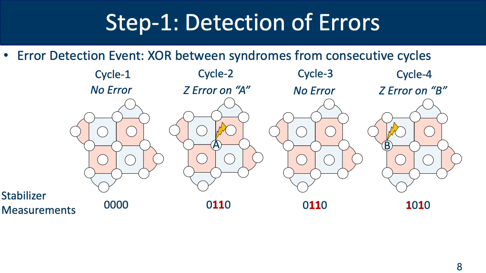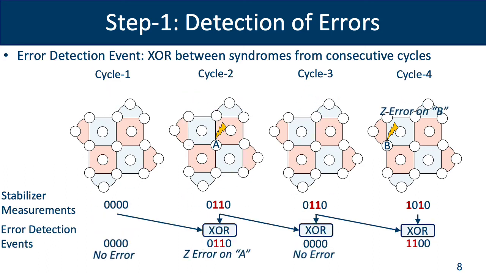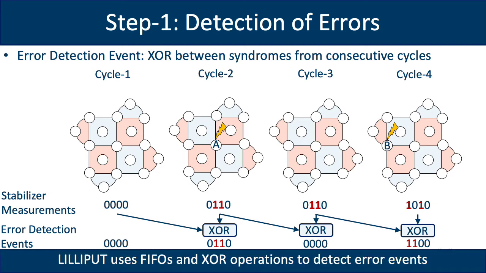To detect if an error happened in each cycle, LILLIPUT compares the stabilizer measurements from the current cycle with the stabilizer measurements from the previous cycle. And as you can see here, by doing XOR operations, the error detection events can now correctly detect the occurrence of an error in those specific cycles. In hardware, LILLIPUT uses FIFOs and XOR operations to produce these error detection events.